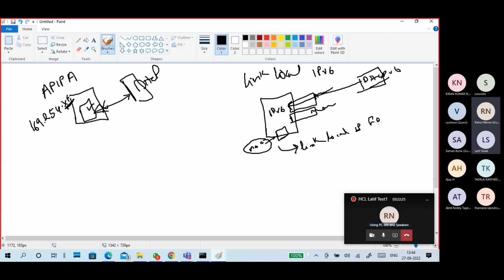First, the FE80 series, colon, and the remaining portion will be created based on your MAC address. This is the only one IP address per adapter. Even though you configure your IPv6 from DHCP server or manually configured, or not configured, whether you configure or not, this IP address is already there. I will show you that.